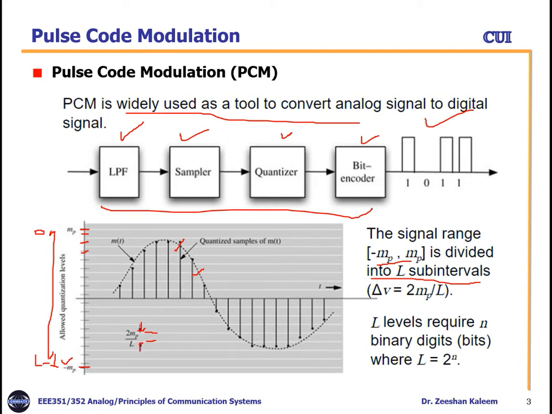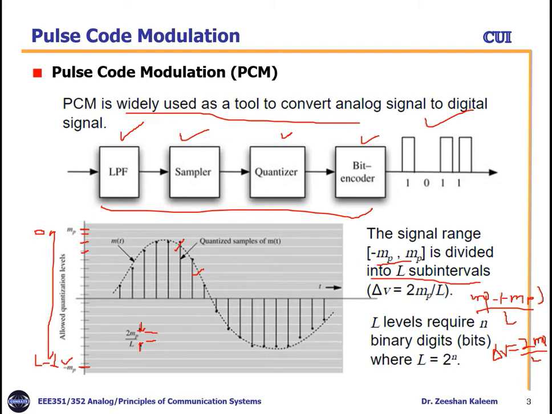The total range is MP minus minus MP, which is 2 MP. Because there are a total of L intervals, the size of each interval will become 2 MP over L, right? This is the way to calculate the size of each interval, and we represent the interval size with delta V. So delta V is the interval size, and the size of each interval is 2 MP over L.